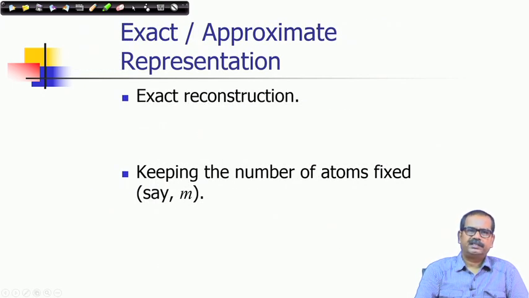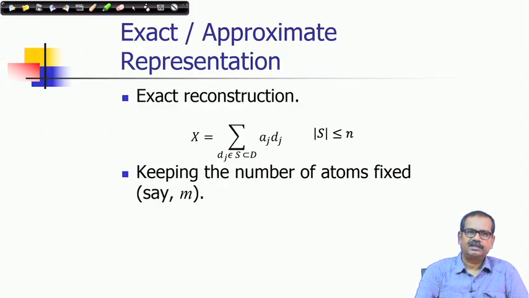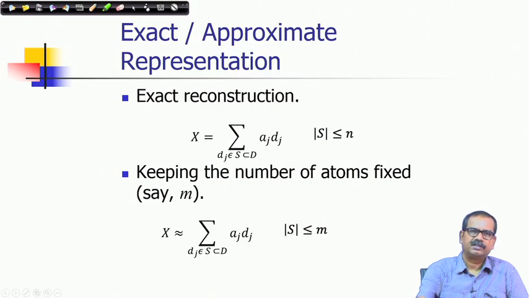To make it more precise, first it could be exact reconstruction. So, you find the minimum S, which will give you the minimum cardinality of S, a minimum number of atoms which will give you the exact reconstruction. So, this could be a problem, and it is a very precise problem statement. Or what we can do is keep the number of atoms fixed and ask what is the best representation, that means how close it is. The error between the approximation of x and the original x should be the minimum, so it should be very close to that.